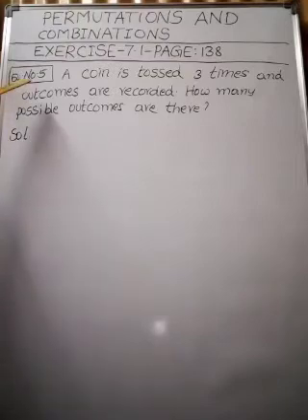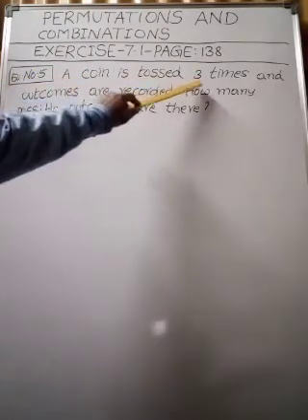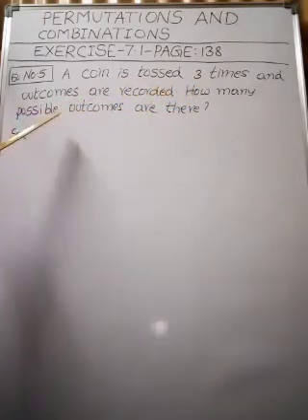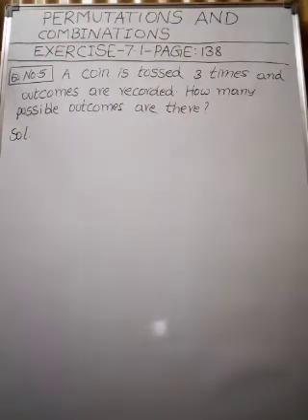Now come to the next question, that is question number 5. A coin is tossed 3 times and outcomes are recorded. How many possible outcomes are there? Okay, my children, understood this question? Right. Now let us find the possible outcomes if a coin is tossed.